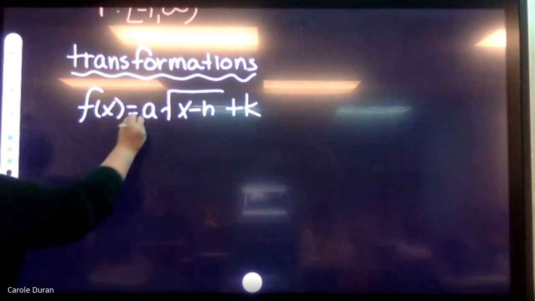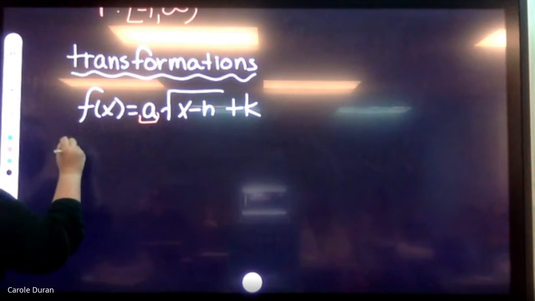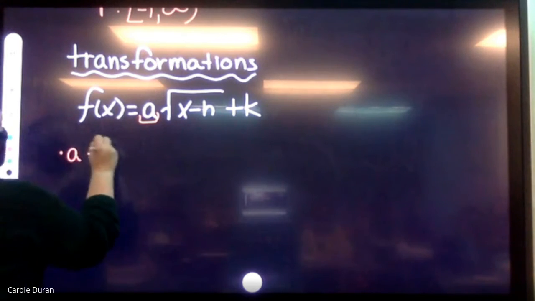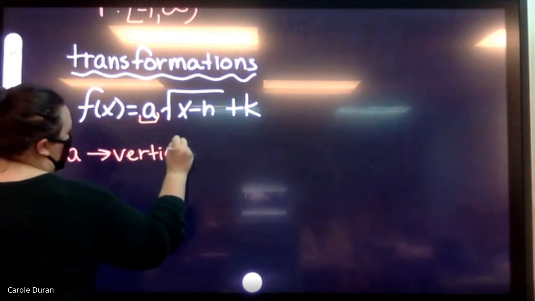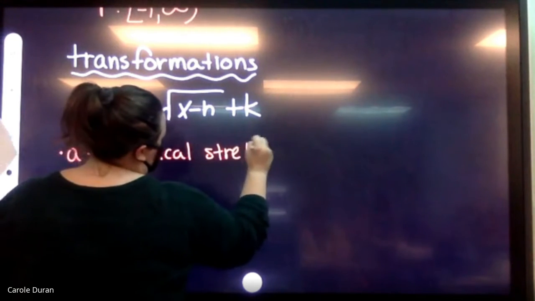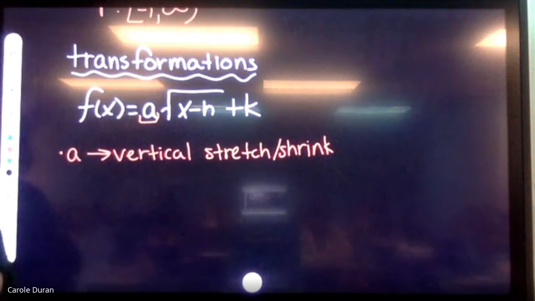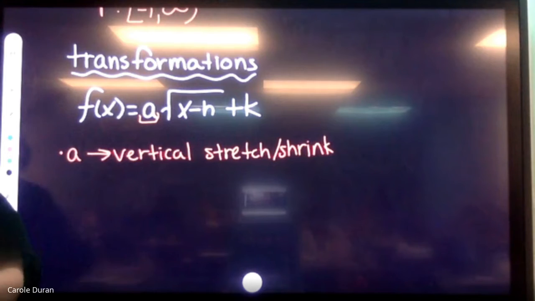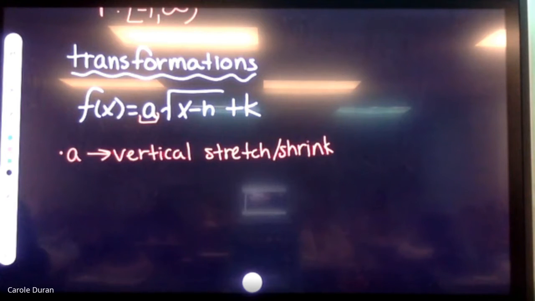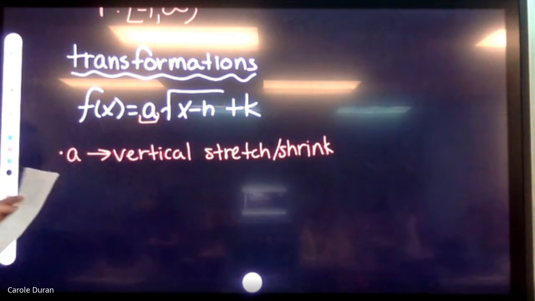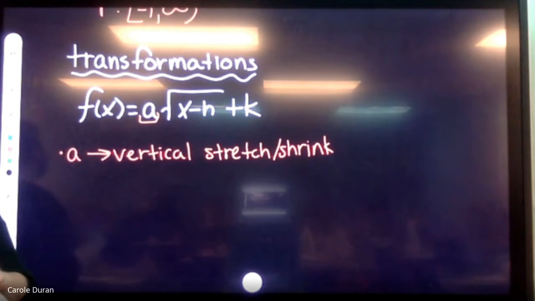Okay, so let's just identify what these are. The first one, a, is a vertical stretch or shrink. Which means it takes that range or the height of my function and either makes it shorter or taller, depending on if it's a stretch or a shrink. It behaves exactly as we think it should. So if a is 2, that's a vertical stretch by 2. If a is 1/2, that is a vertical shrink by 1/2, or compression, depending on what you like to call it. Does it have to be a negative to shrink it? No, it has to be a number less than 1 but greater than 0.